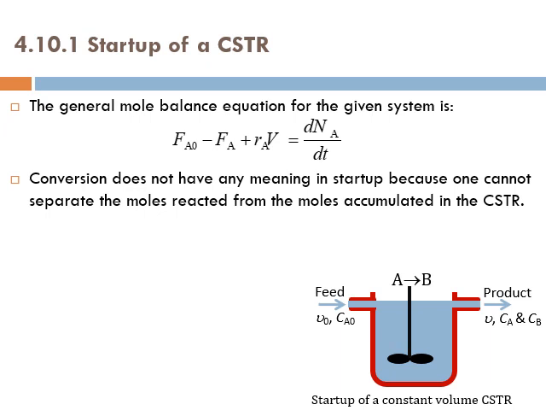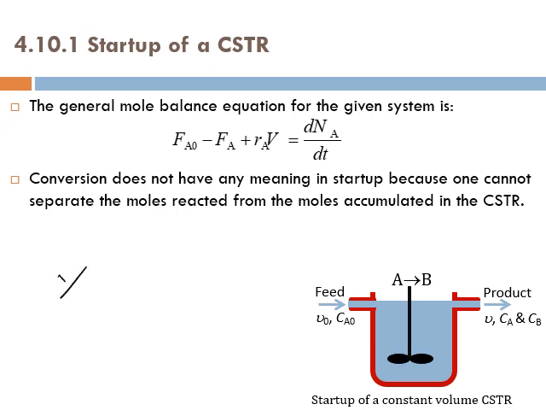Conversion here does not have any meaning in a startup. Therefore, during the unsteady state operation of non-batch reactors, we don't use conversion because it has no meaning. Actually, if I use it the way I define it, it will be wrong. Conversion does not have any meaning in a startup because one cannot separate the moles reacted from the moles accumulated in the CSTR. What does that mean?